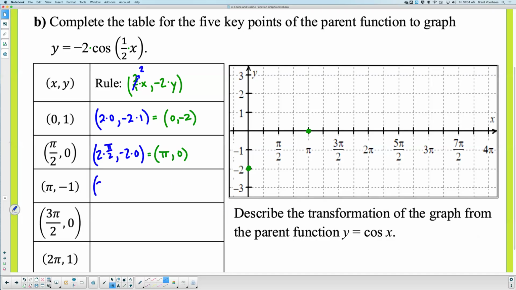Next point, I take 2 and that's going to multiply times pi. And I take -2 and that's going to multiply times -1. What's 2 times pi? 2 pi. And then -2 times -1 is +2. At 2 pi, we were at positive 2.